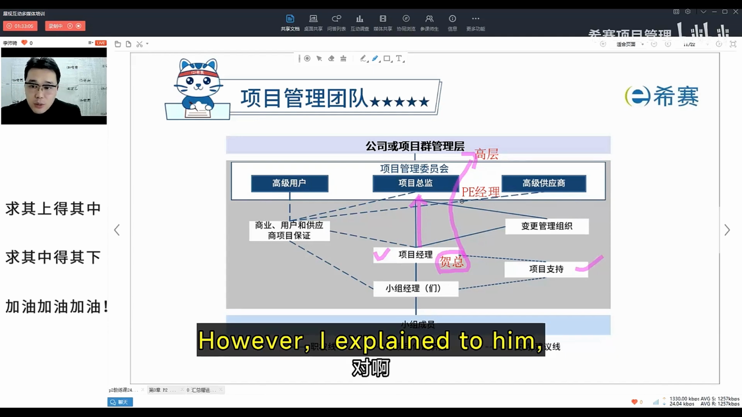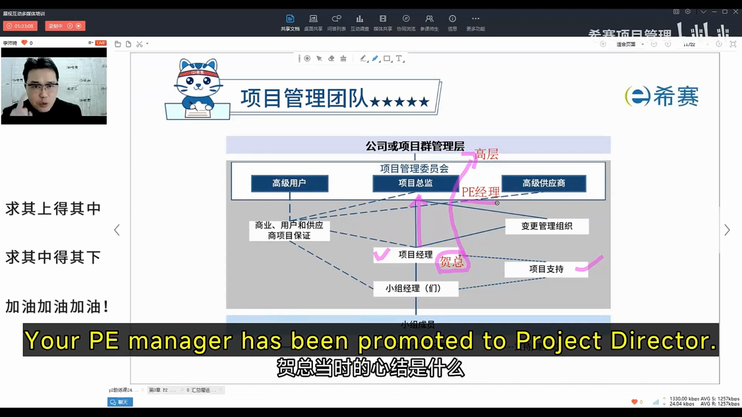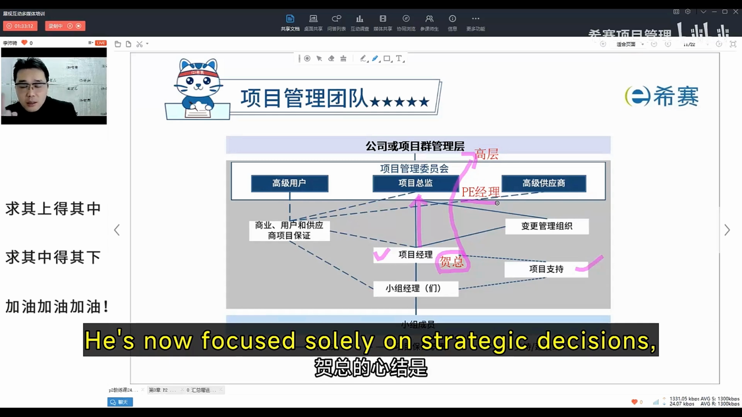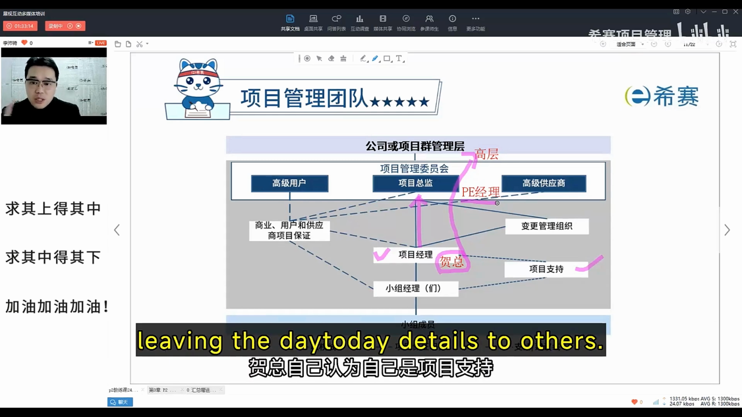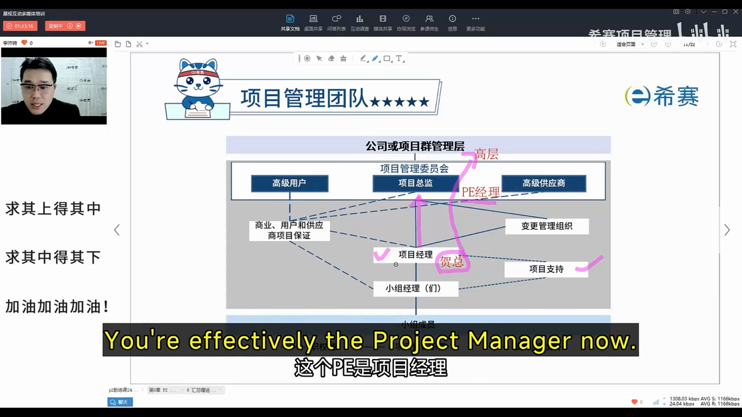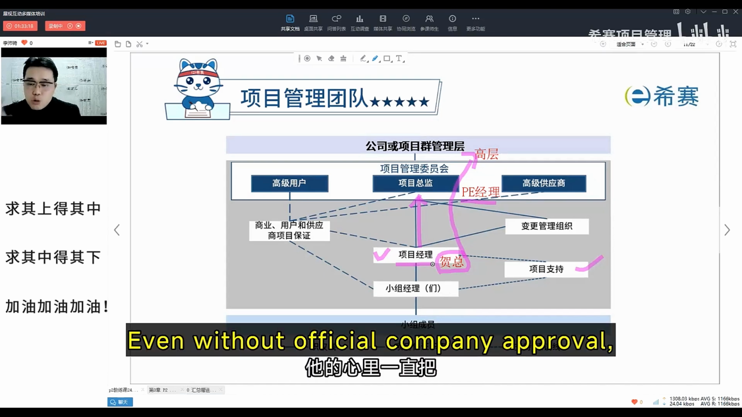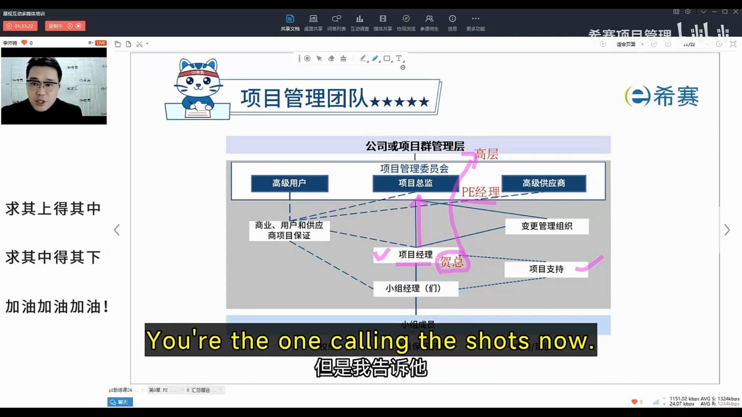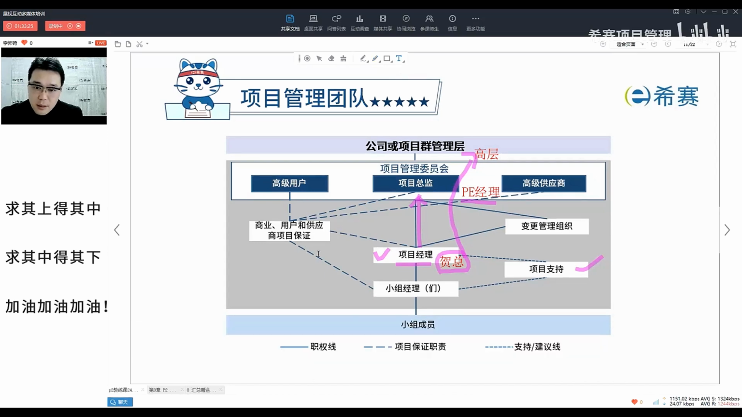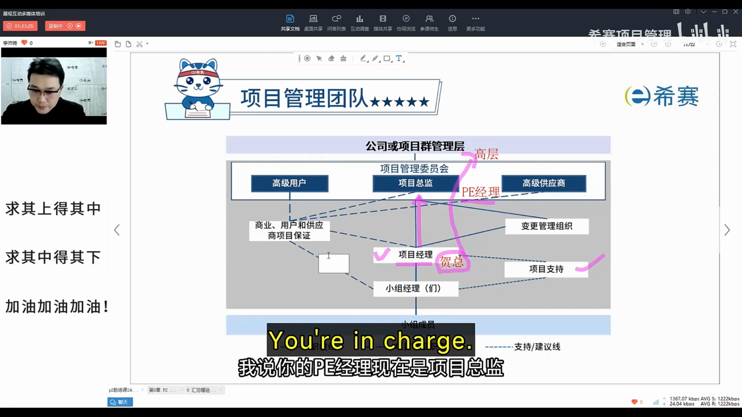However, I explained to him, your PE manager has been promoted to project director. He's now focused solely on strategic decisions, leaving the day-to-day details to others. You're effectively the project manager now. Even without official company approval, it doesn't matter. You're the one calling the shots now. You're in charge.